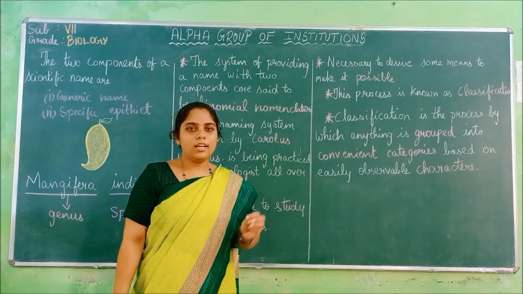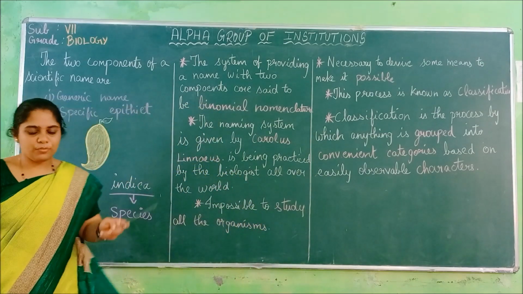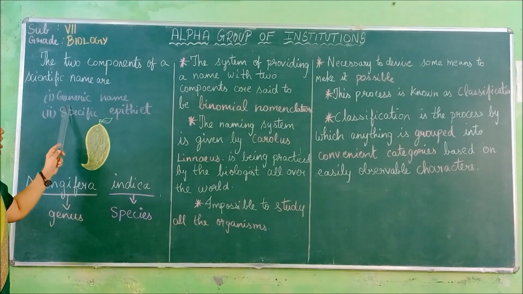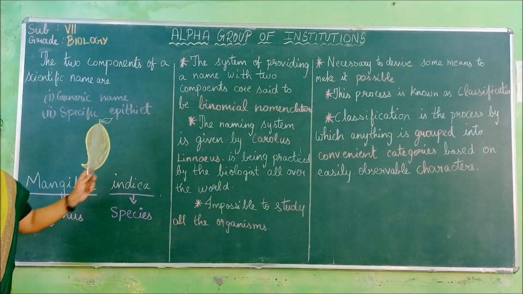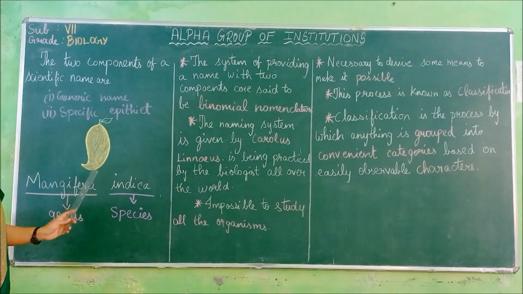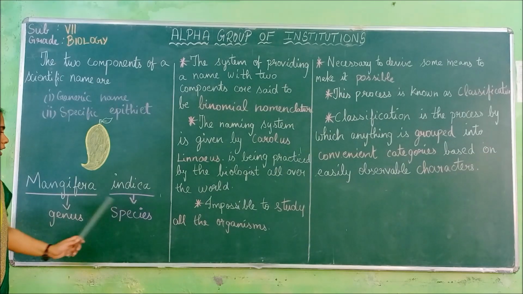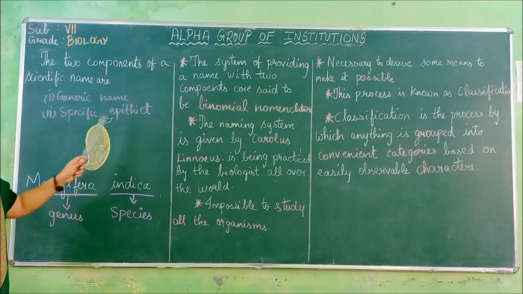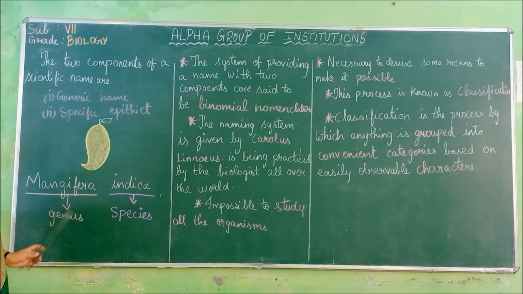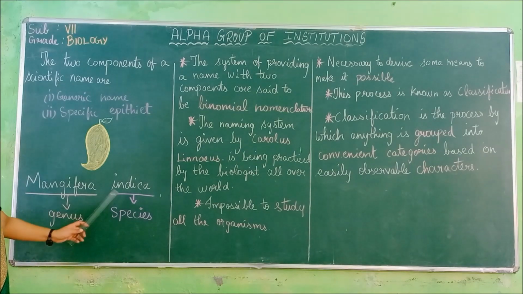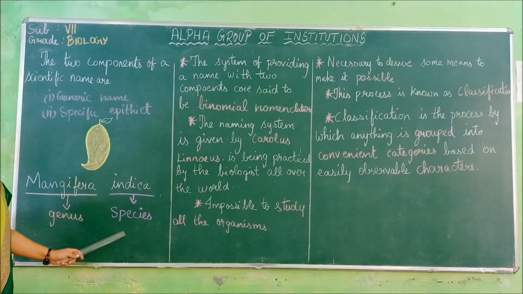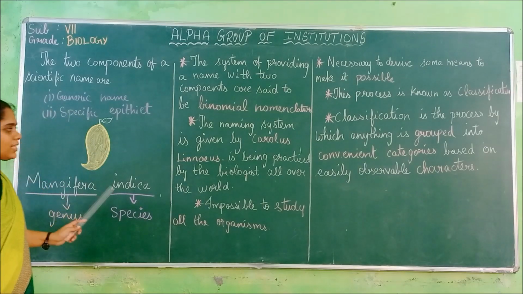Now I will give you a short recap from the first. First we saw the two components of a scientific name, that is the generic name and the specific epithet. Then we took an example of mango, Mangifera indica. Mangifera is the generic name and indica is the specific epithet. Mangifera is also called the genus name, and indica is denoted as the species name. So we saw the two components and what they are.